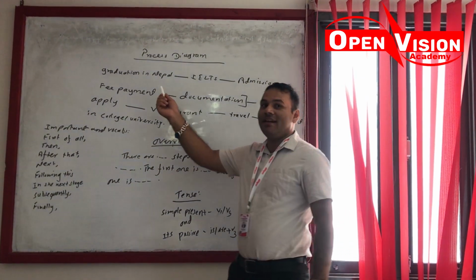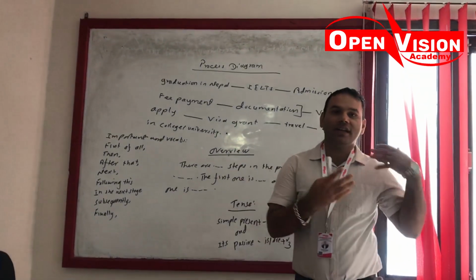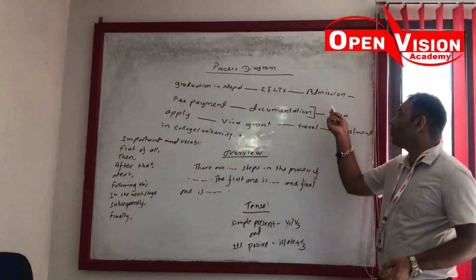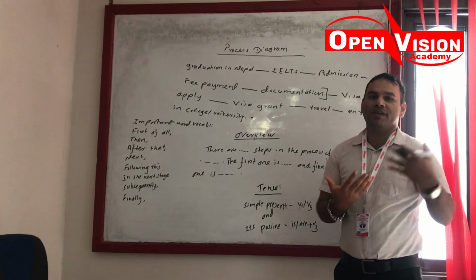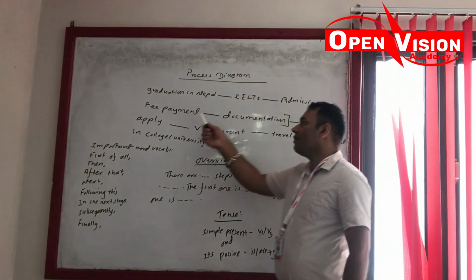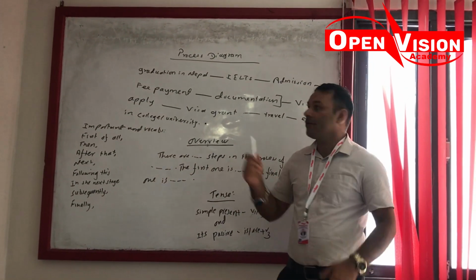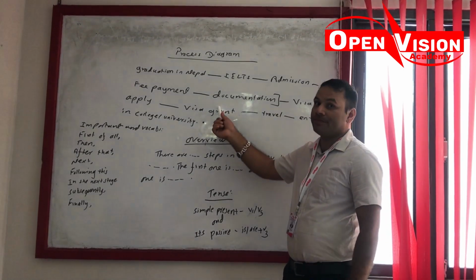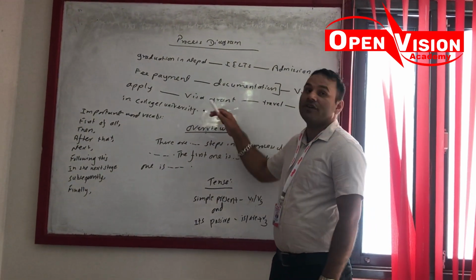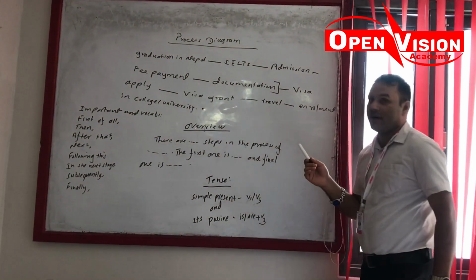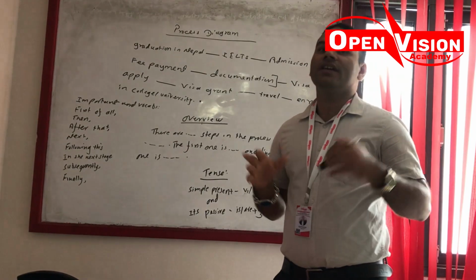You are graduated in Nepal or in your homeland, let's say, then you have to appear for IELTS or any other English proficiency test. After that you will be admitted to the college, that is your conditional admission, because before fee payment it is conditional admission. Then after that you have to make the fee payment, it depends on the country. I have given the example of Canada here. Then you will prepare the required documents. Then you will apply for your visa, then you will be granted the visa. Finally you arrange your travel and enroll in your college or university of your destination country. Okay, so this is the process.